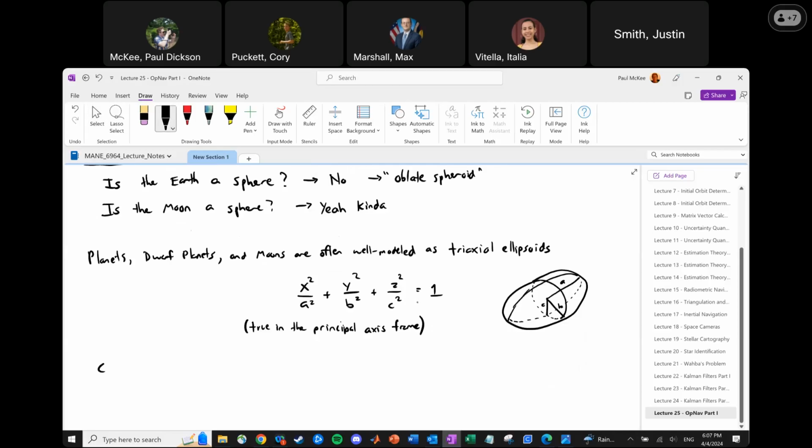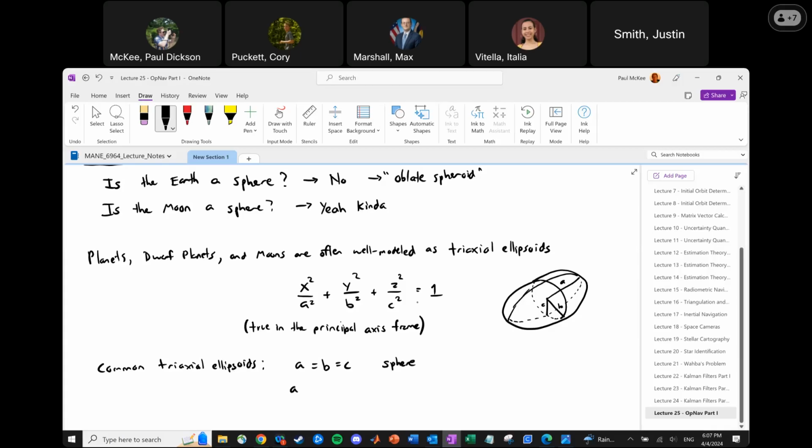So some common triaxial ellipsoids you might have heard of. This one: if a and b and c are all the same number, that's a sphere. I feel like we've bumped into those before. That's a more common shape.